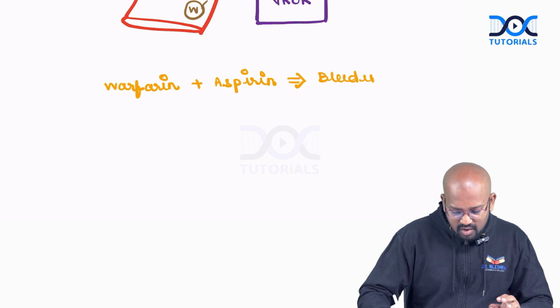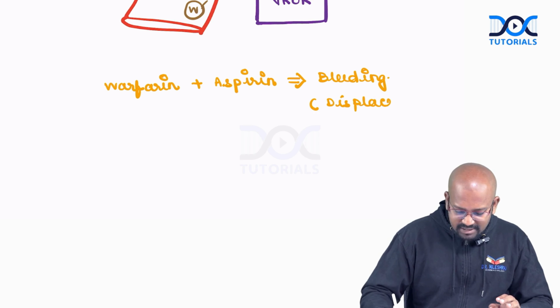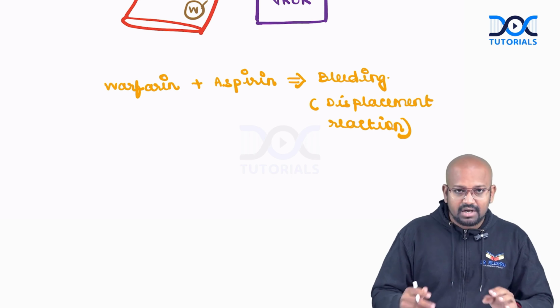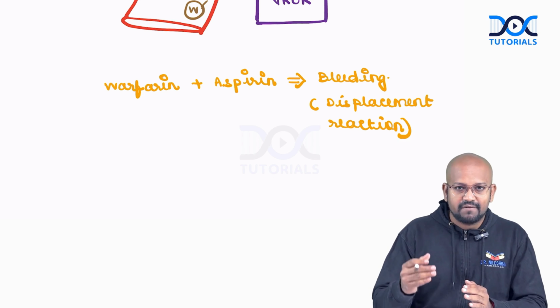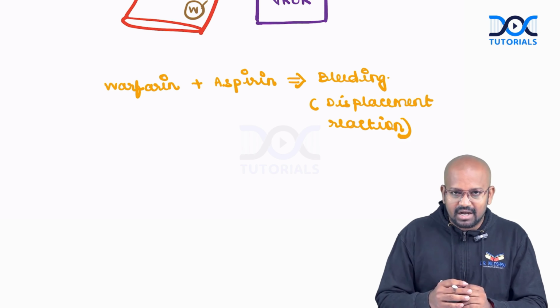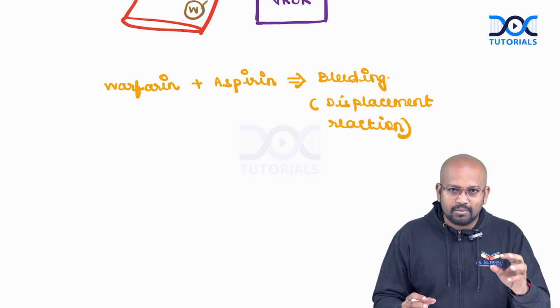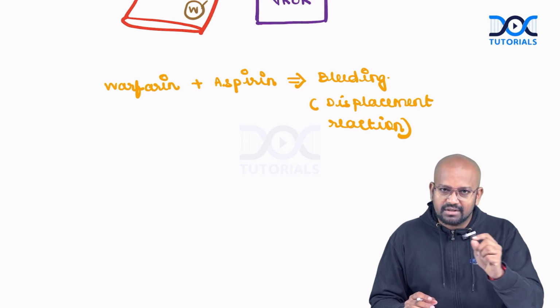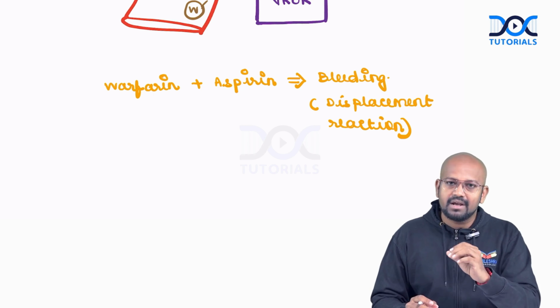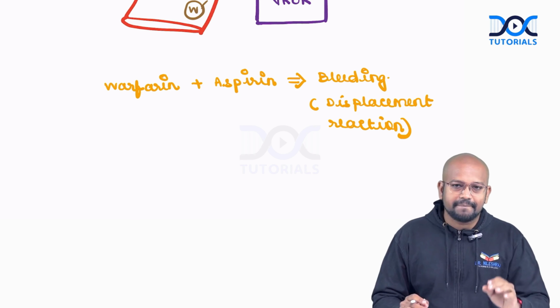And why is that? Not because of additive responses, it is because of a drug interaction, which we call a displacement reaction. A beautiful terminology, buddy. Displacement reaction means aspirin will displace warfarin from the plasma protein bound site, thereby converting a bound inactive form of warfarin to an active form of warfarin, which is producing the mechanism of action. Thereby, the patients might land up in bleeding.